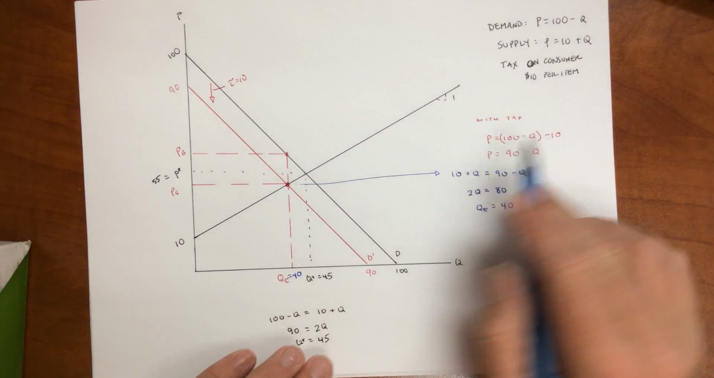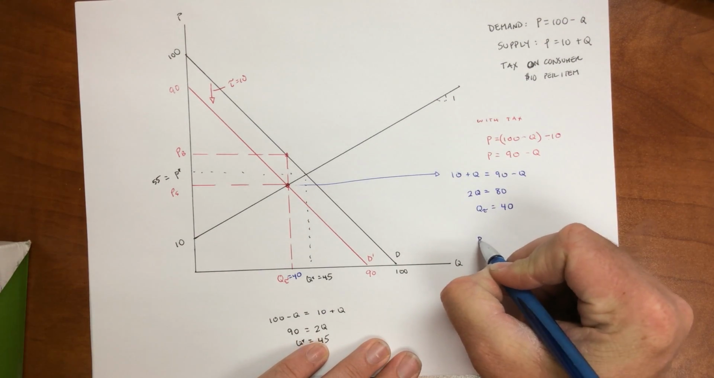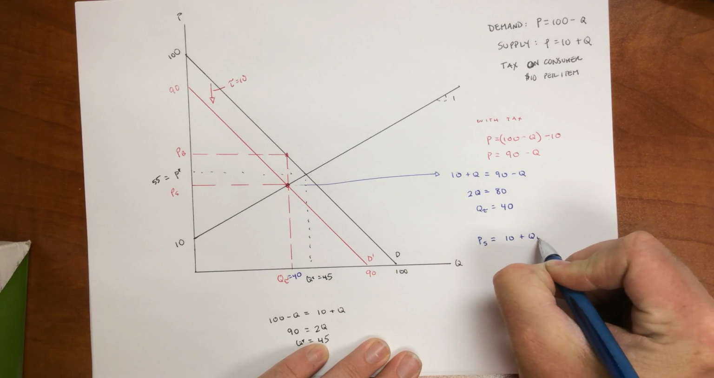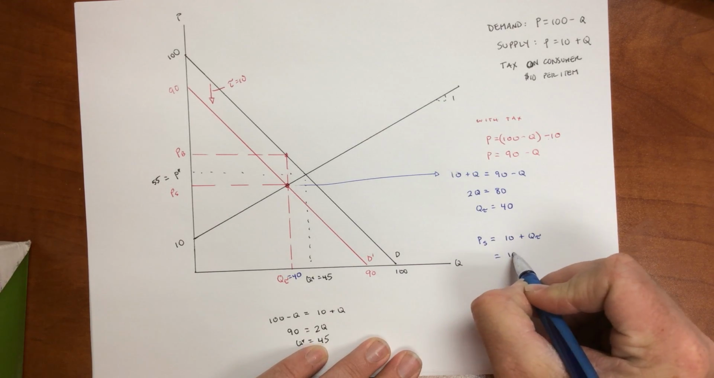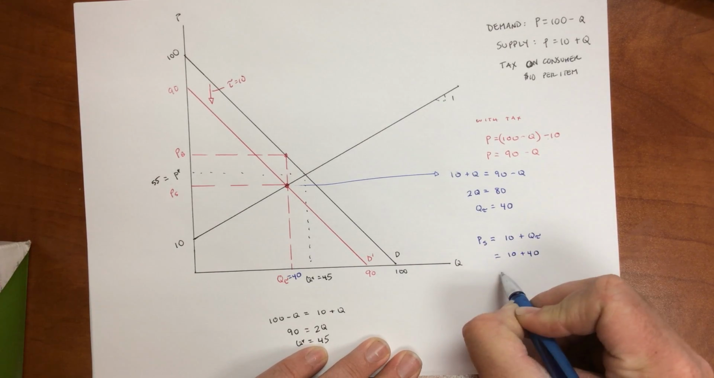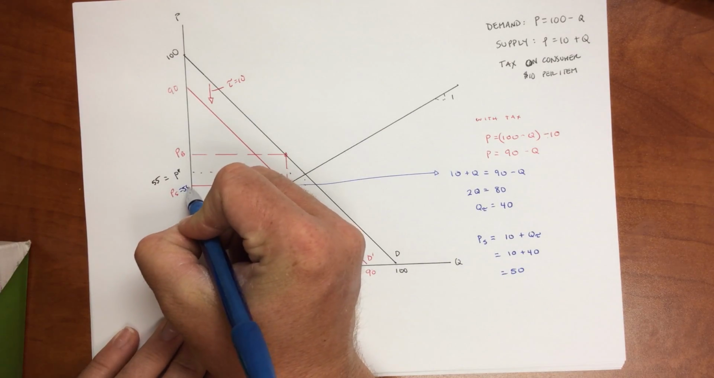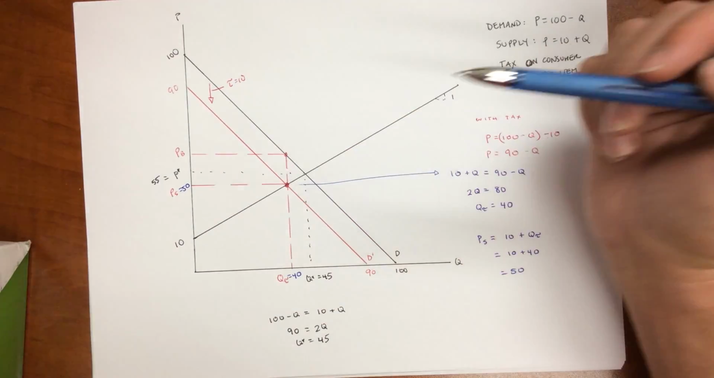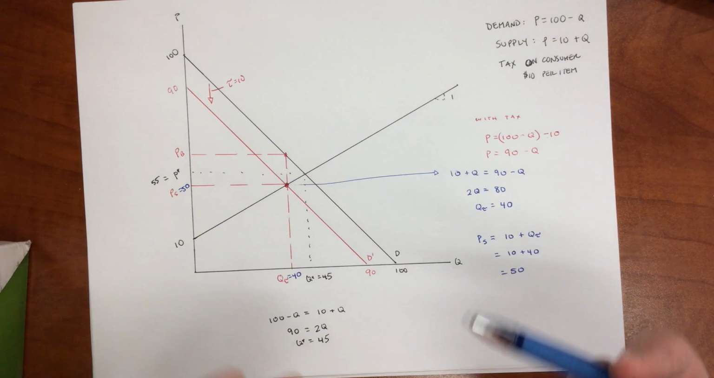Okay, so the original supply equation is 10 plus Q. So to find the price of the seller, it's equal to 10 plus Q tau, or Q with the tax, which is equal to 10 plus 40. So the price that the seller receives, the price goes down, and that's 50. Now to find the price of the buyer, I can note that it's going to be 50 plus the size of the tax, which is 10. So it should be 60.